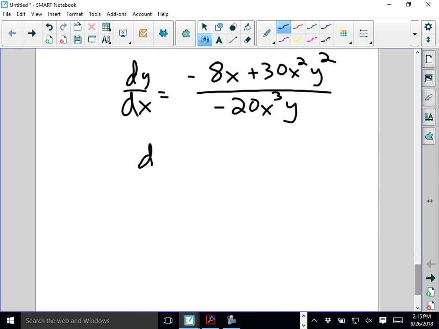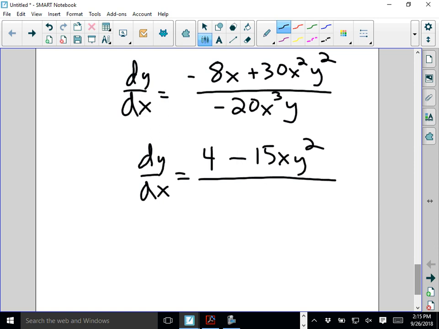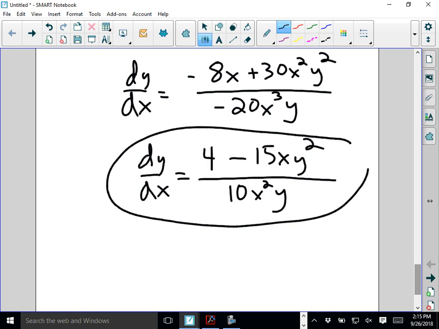equals 4 minus 15xy squared over 10x squared y. And I was doing that kind of quickly. Hopefully that's the right answer.